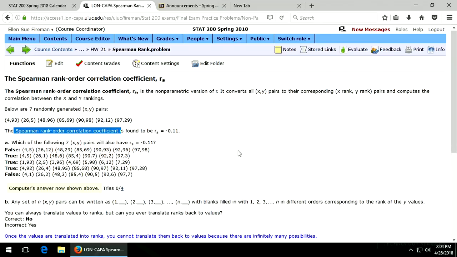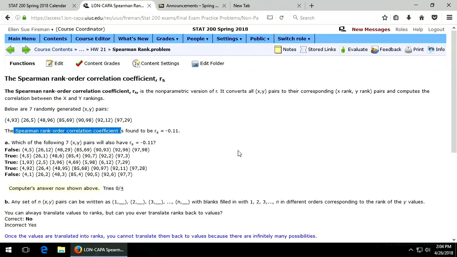Yes? Will you give us the SDX and the SDY on the final? Yeah. Yes, I would give you the SDX and the SDY, because some people have calculators that do it and some people might not, and so forth. Any other questions?